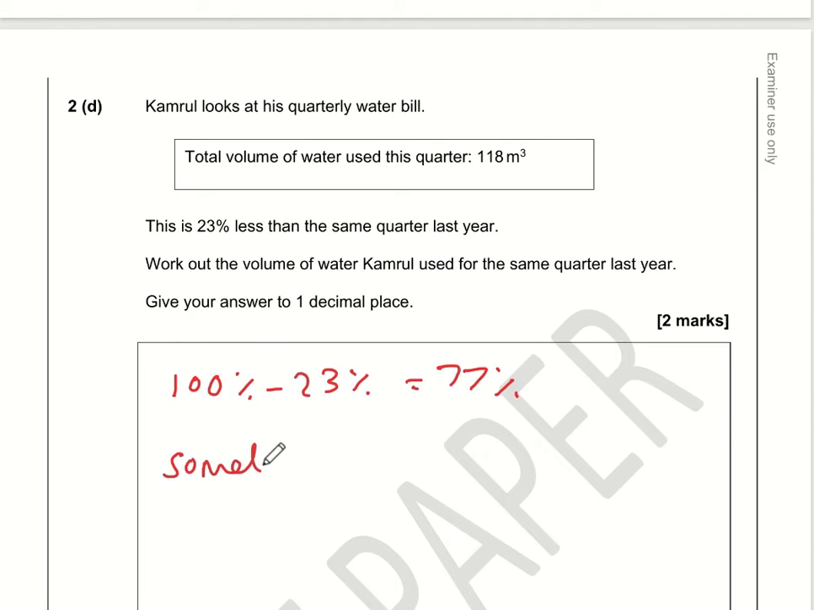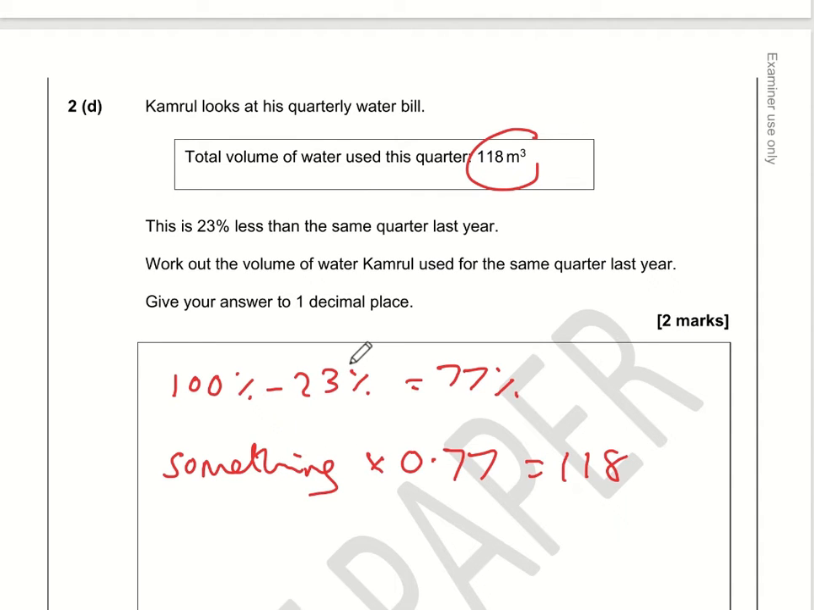So I'll just write this down. Literally something. We're working out 77% of something. Now, to work out 77% of something, you would multiply it by 0.77. And that is giving us this value of 118. So 0.77, that's the percentage multiplier for 77%. So this is the calculation if we're reducing something by 23%.